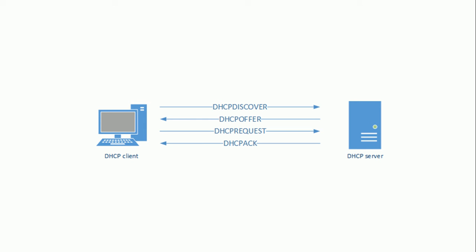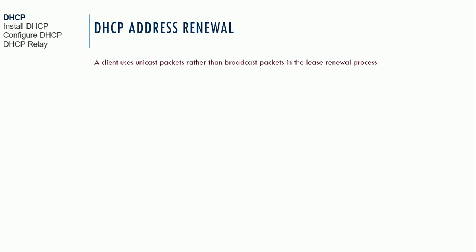And again, all of this is happening with broadcast because there is no IP address yet on the client to communicate on directly, so it all has to be broadcast messages. Once the IP address is 50% through its lease period, once it's at the point where it's 50% of the way to expiring, the client is going to send a unicast packet, not a broadcast, because now it has an IP address and it knows the IP address of the DHCP server. So it sends a unicast packet to the server.